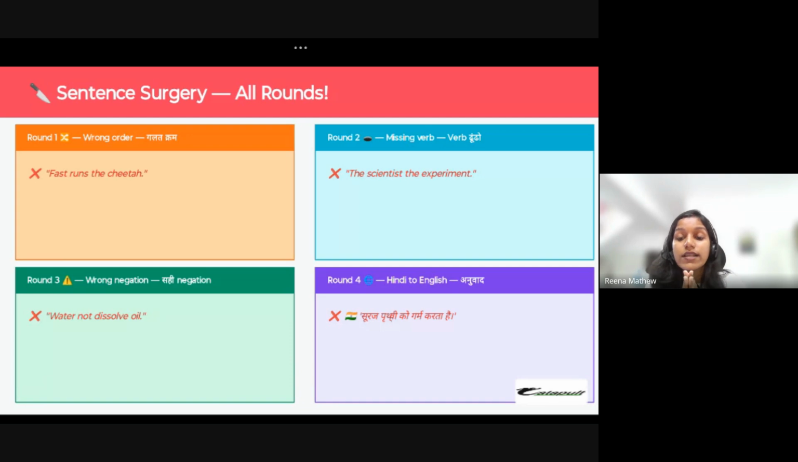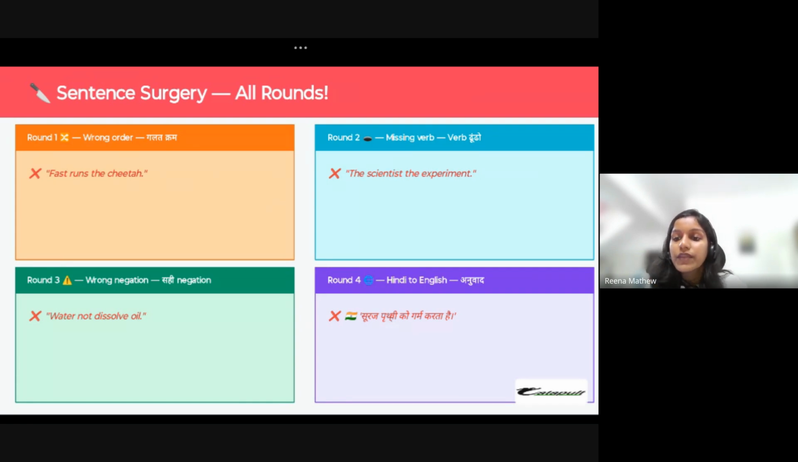So what is the verb? The subject here is the cheetah. Runs is the kriya. There's no object. Fast is the adverb here, because how is the cheetah running? It is running at a fast pace. So fast is the adverb, verb ka visheshan. We'll move to the next round.